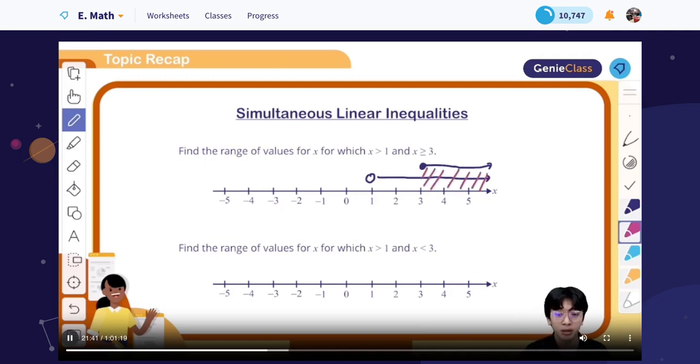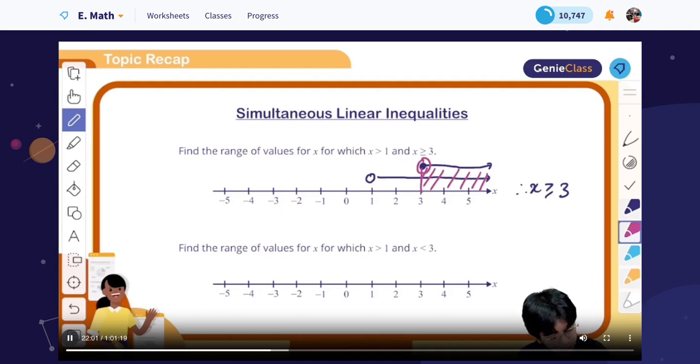Okay, so what's the answer? It should be x more than or equal to 3. Okay, because you take note that you are including this 3. So make sure that you include the 3.